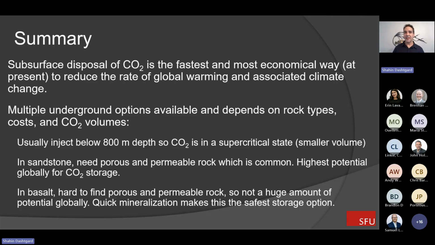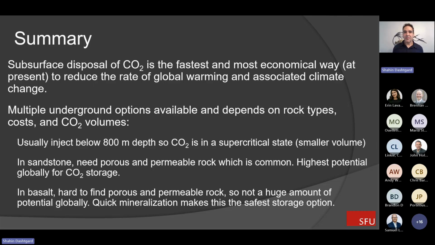So it would be the fastest and most reliable way to address climate change right now. We would need to inject into porous and permeable rock, and depending on the type of rock, we would inject at different depths. In sandstone, where we rely on structural and stratigraphic trapping, we want to be below about 800 meters depth, where we inject in a supercritical state.